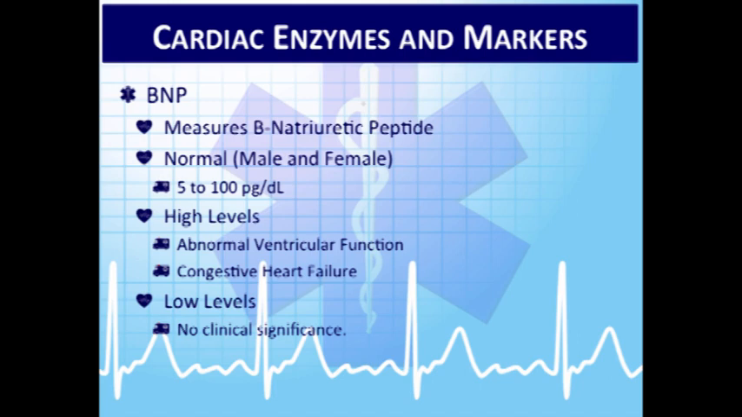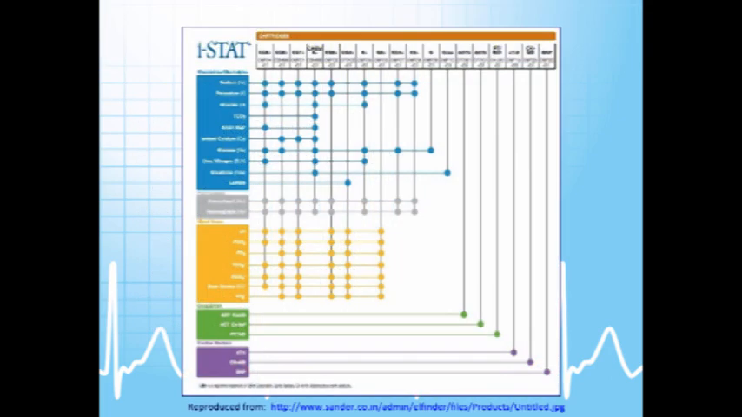A COPDer will not have an elevation in their BNP. Somebody who's short of breath for a couple of days and shows up in the emergency room with an elevated BNP is probably having an exacerbation of their CHF. So it's a very useful test because, as we all know, that is a very common conundrum in the field. What's wrong with this patient? Are they in failure or are they having a COPD exacerbation?